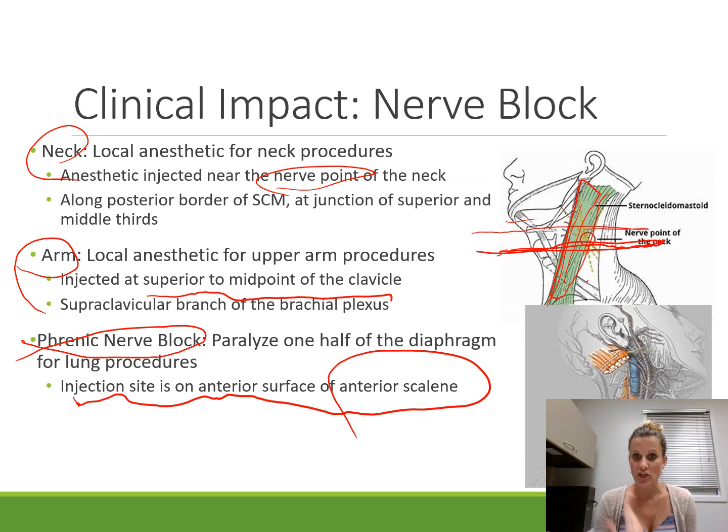So injecting at the anterior scalene will allow us to do a phrenic nerve block. And again, these aren't blocking the sensory fibers. In this case, we're worried about blocking the motor fibers to paralyze the diaphragm.